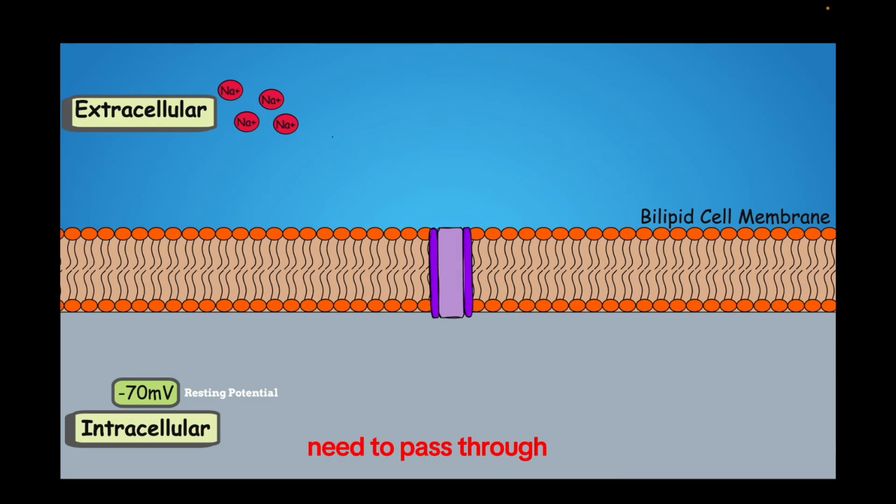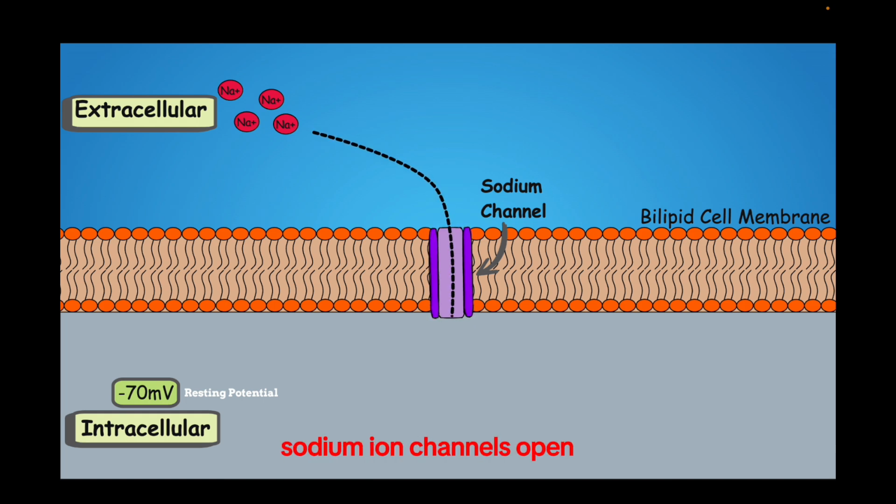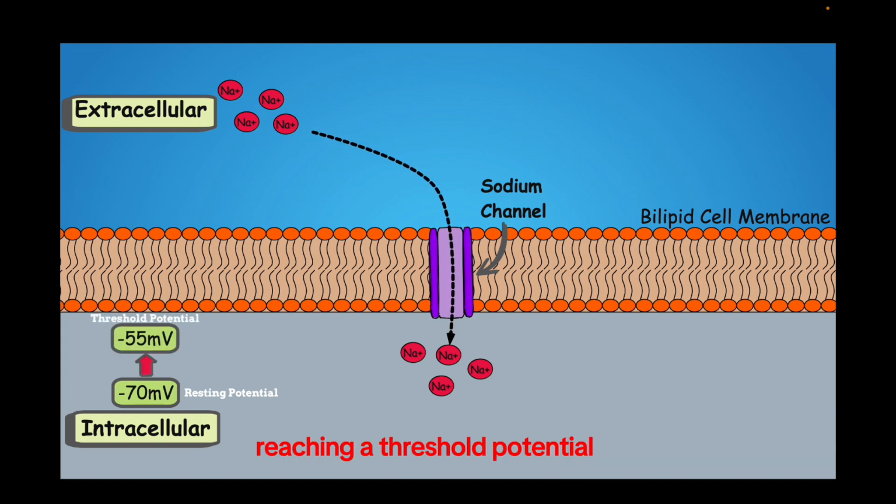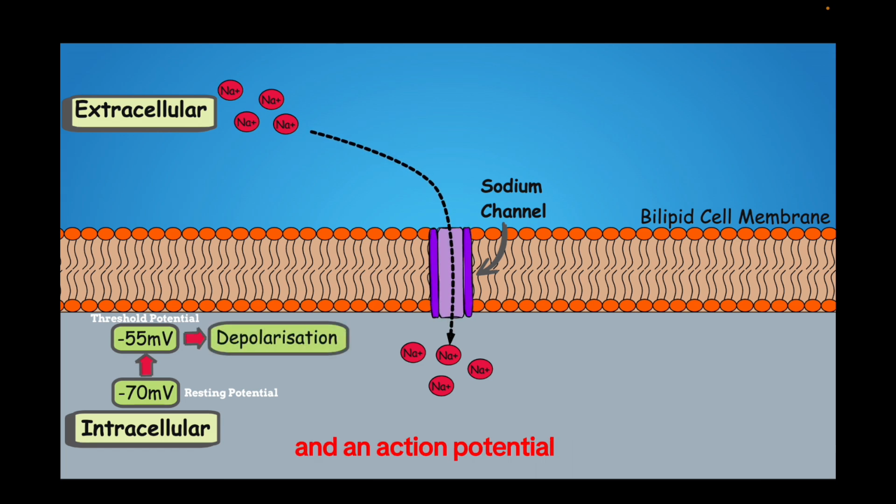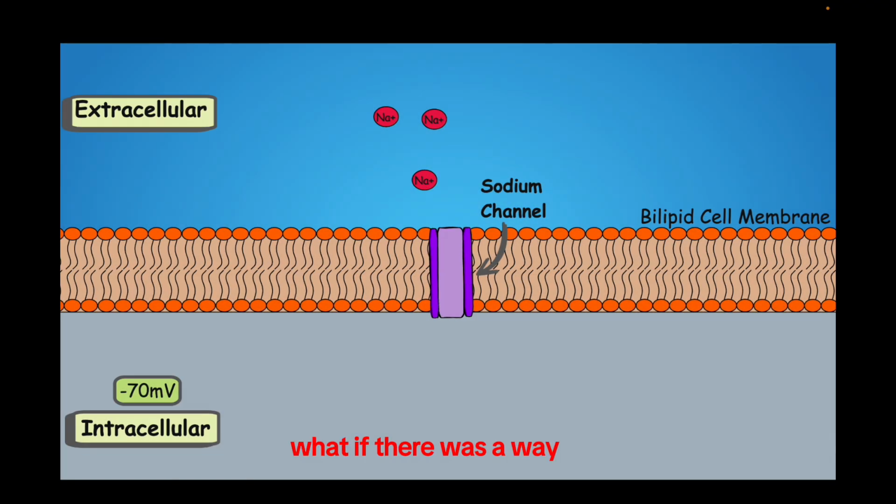Therefore, ions need to pass through special channels in the membrane, such as the sodium channel, which allows them to avoid the fatty membrane. Now, when a stimulus is strong enough, sodium ion channels open, allowing sodium ions to flow into the neuron. This influx of positive ions makes the inside of the cell less negative, reaching a threshold potential of around minus 55 millivolts. Once this threshold is reached, the membrane is depolarized and an action potential is triggered, propagating an electrical signal along the neuron. Now, what if there was a way to stop the sodium ions entering the inside of the cell?